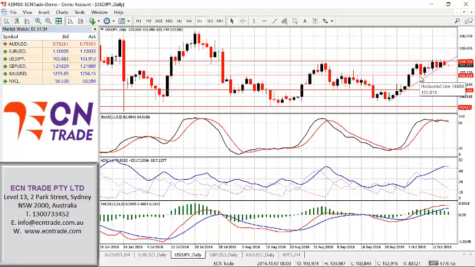Beneath 102.70 would negate the upside view and give further threat to the downside and look towards a 101.05.15 objective.